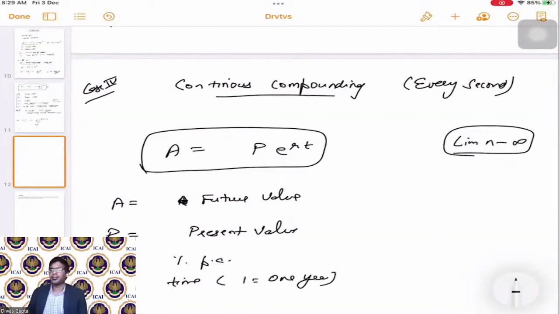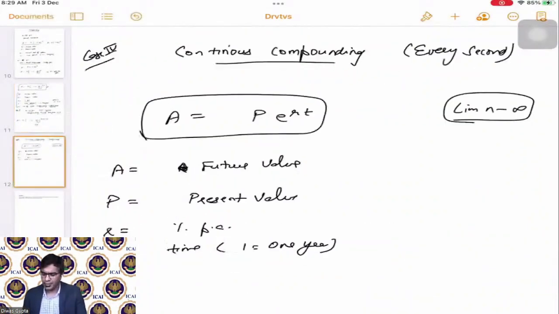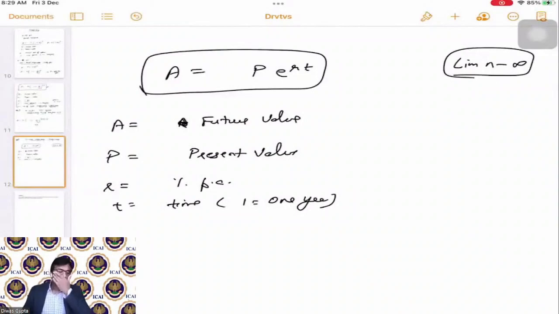Again, this E is the reverse of log that we have studied, correct? But the tables from which the E raised to the power value will be found will be given in the question. So we need not worry about how to calculate E raised to the power RT as an answer.